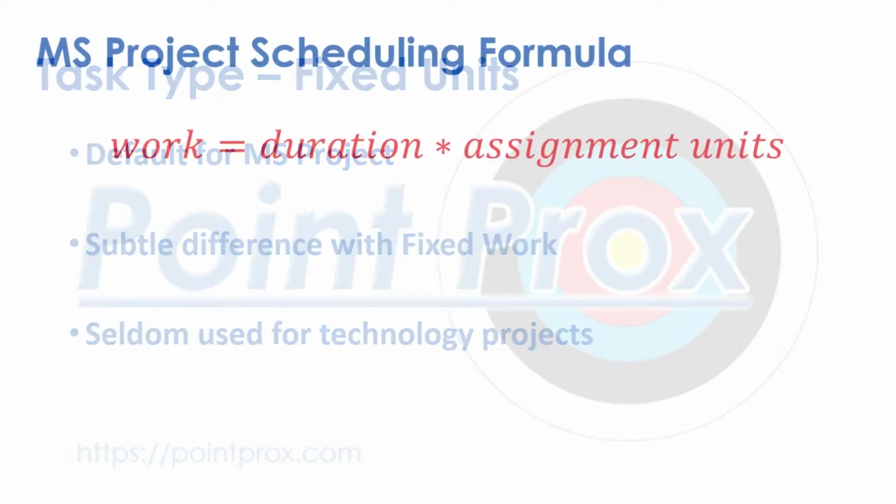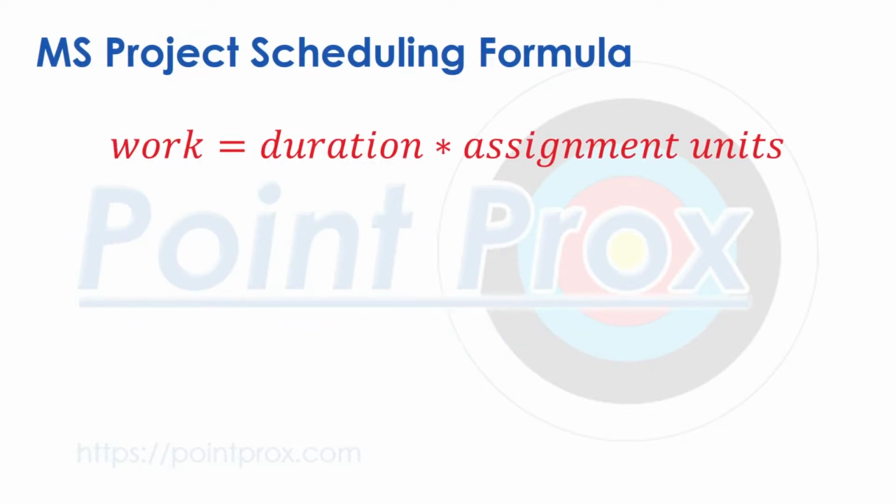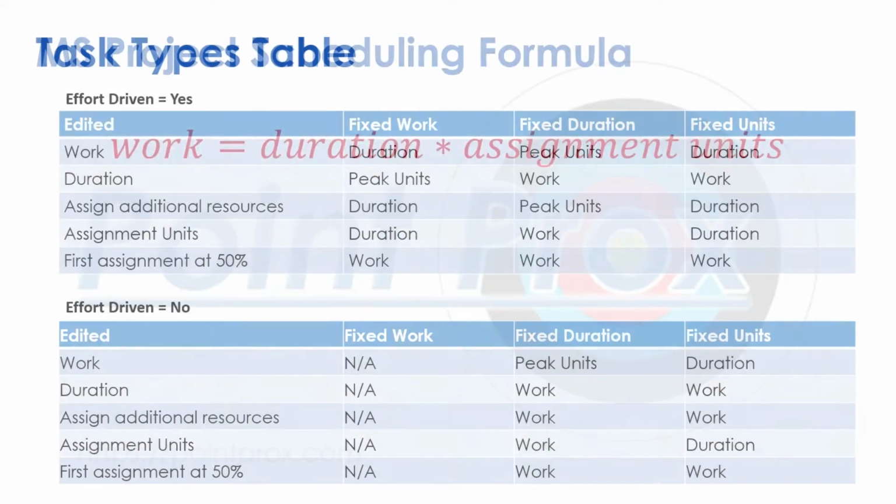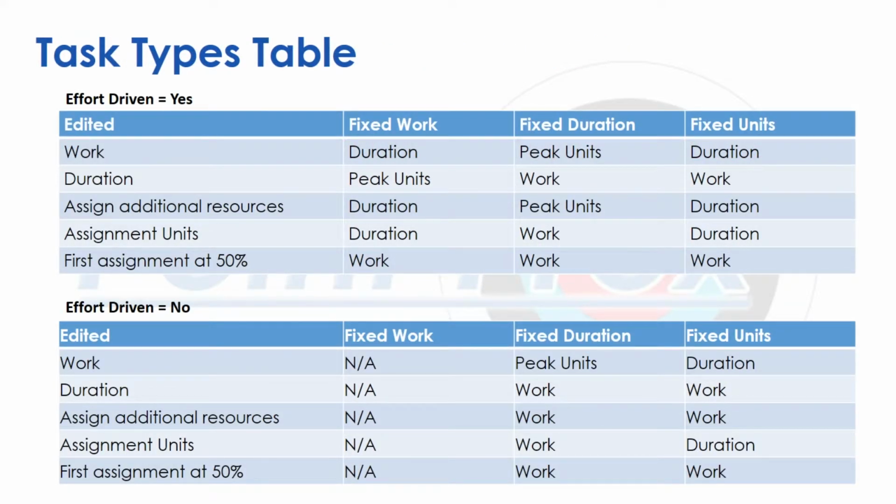Remember that on the first assignment of resources to a task, work is calculated using the base formula of work equals duration times assignment units. When tasks are changed, then the task types and effort-driven flag will come into play. To help you to understand what Project will do depending upon the task type, we have prepared this table.